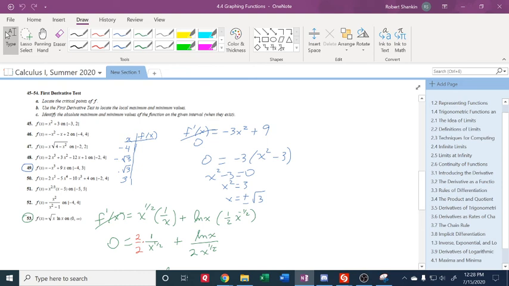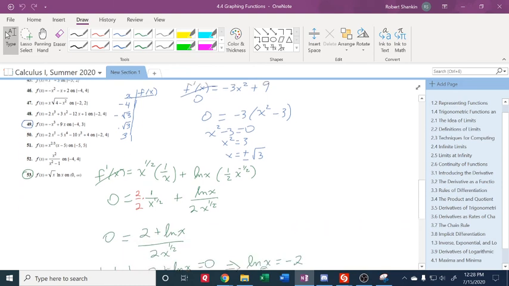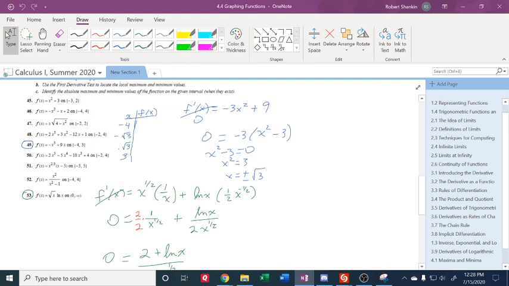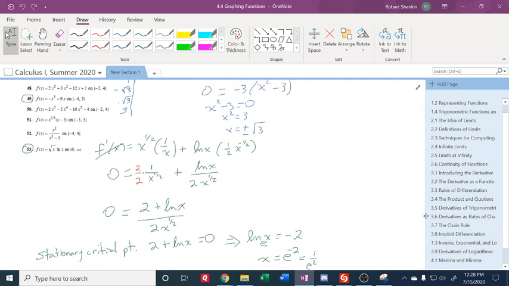I identify the local max and min values on a given interval. All right, so the entire function right here, this is decreasing, this is increasing. The entire graph is going to look kind of like this, where this right here at 1 over e squared is going to be a local minimum.